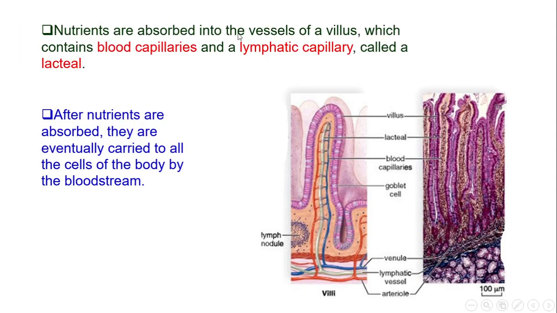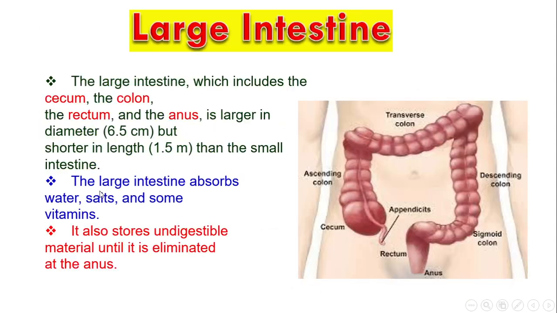Nutrients are absorbed into the vessels of the villus, which contains blood capillaries and a lymphatic capillary called a lacteal. After nutrients are absorbed, they are eventually carried to the cells of the body by the bloodstream.